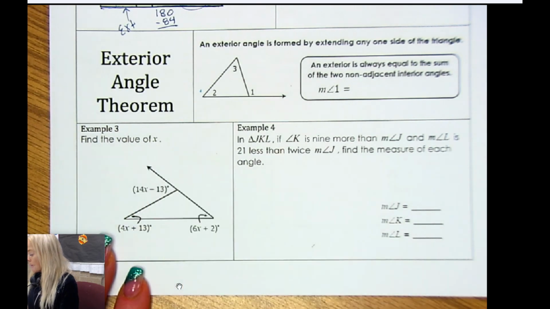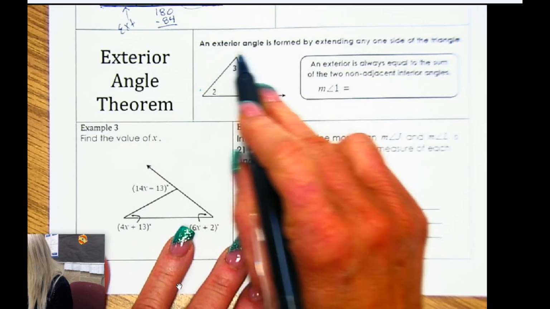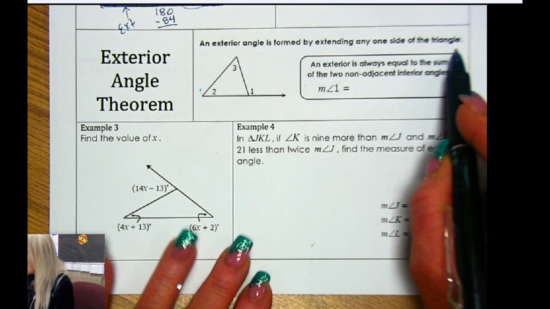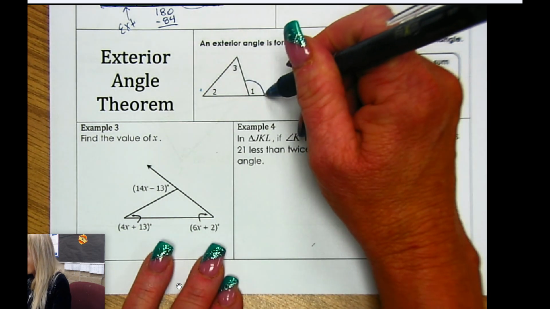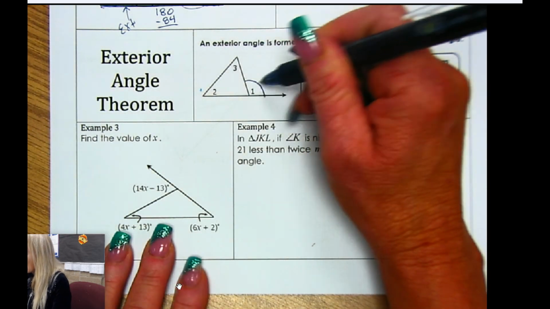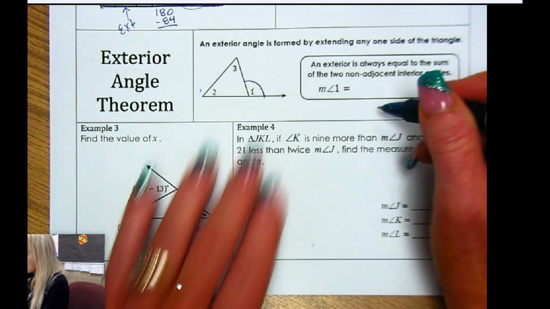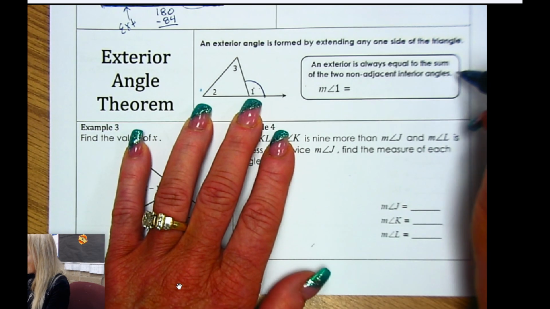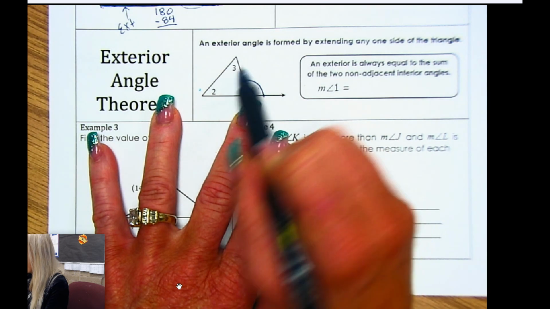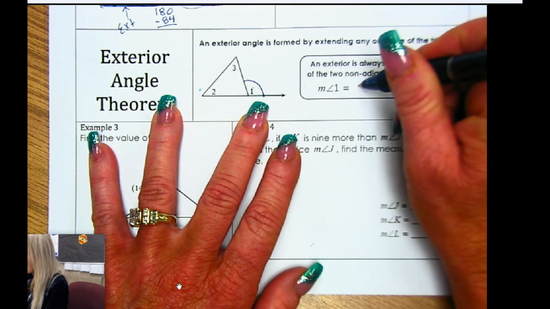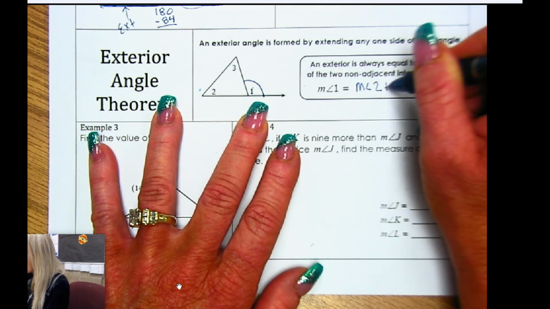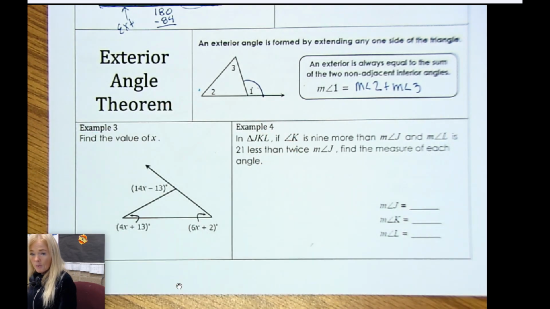The exterior angle theorem says if an exterior angle is formed by extending any one side of the triangle, then that measure of angle 1 is going to be equal to the sum of the 2 non-adjacent interior angles. So the measure of angle 2 plus the measure of angle 3. It has to equal that sum.